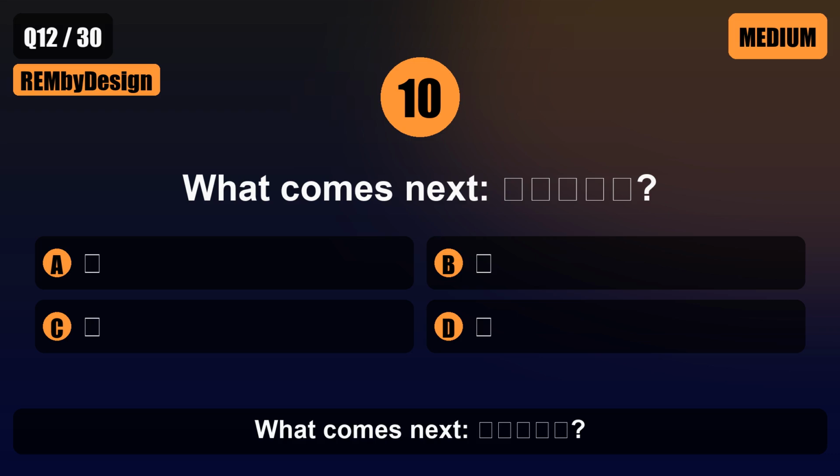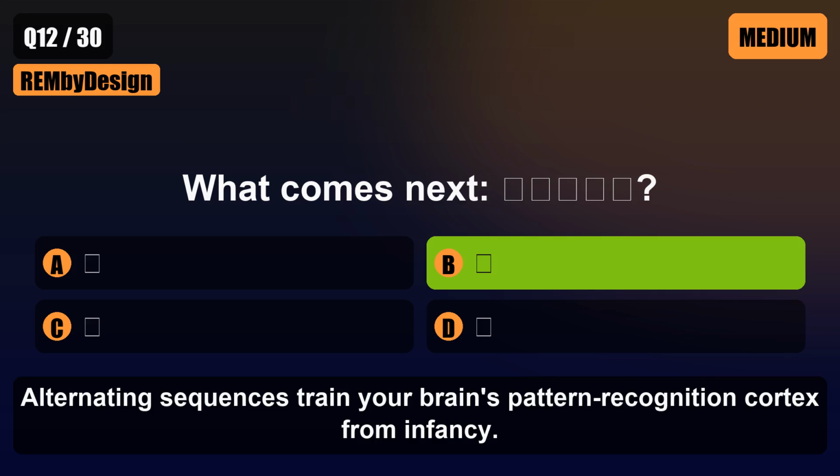What comes next? Red triangle pointed up, red triangle pointed down, red triangle pointed up, red triangle pointed down, red triangle pointed up? A. Red triangle pointed up, or B. Red triangle pointed down, or C. Black large square, or D. White large square. The answer is B. Red triangle pointed down. Alternating sequences train your brain's pattern recognition cortex from infancy.